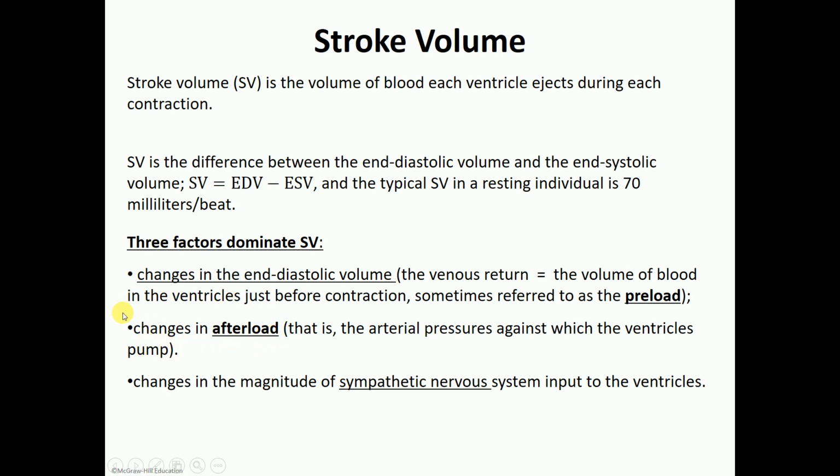The stroke volume is also dependent on the afterload. The afterload is basically the amount of pressure found in the artery after the ventricle. So in the case of the right ventricle, the afterload would be how much pressure there is in the pulmonary trunk that the right ventricle would have to overcome in order to empty its contents. So any change in the afterload, which again is the arterial pressure against which the ventricles are going to contract. The stroke volume is also dependent on the magnitude of the sympathetic nervous system input into the ventricles.